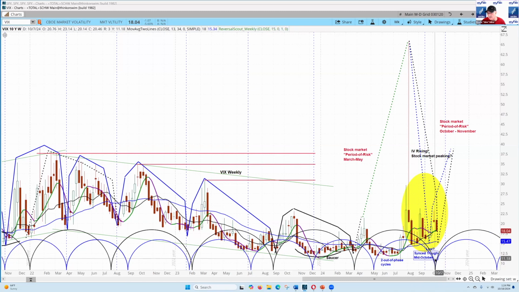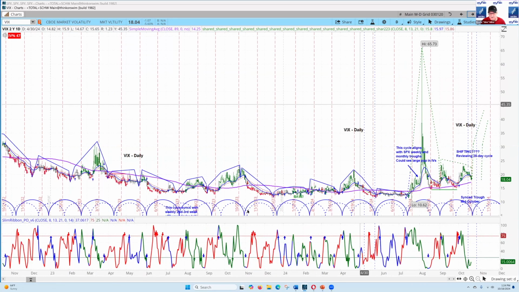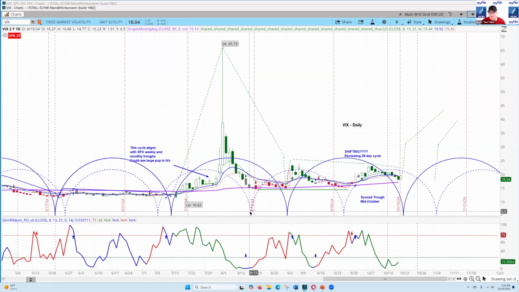We've had this timing in here for a long, long period of time, believing that the market would continue to move up until mid-October. Now, when I switch over to the daily chart right over here, you can see there are two out-of-phase cycles in here.